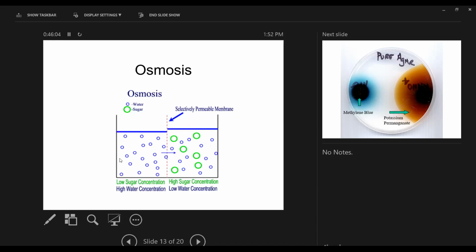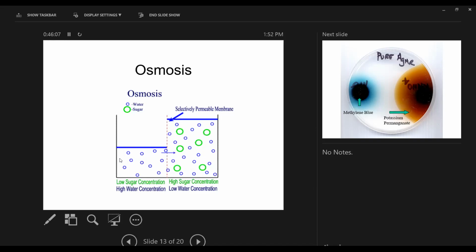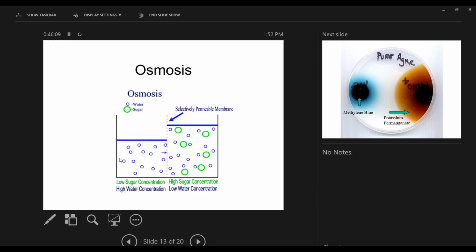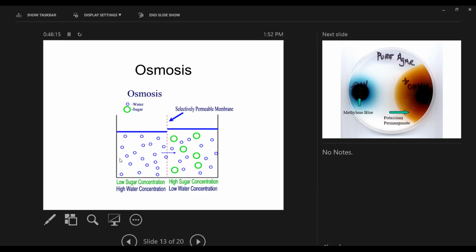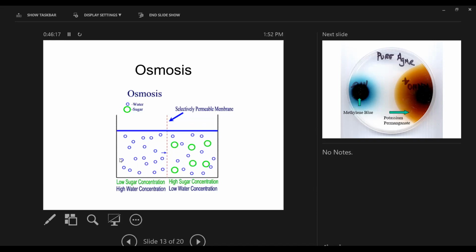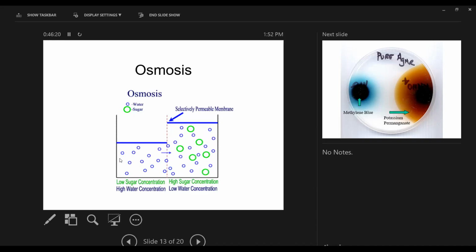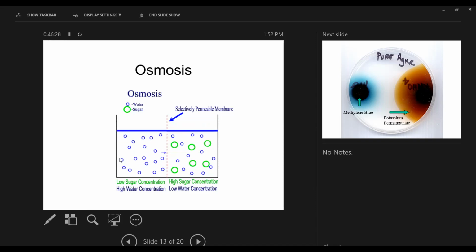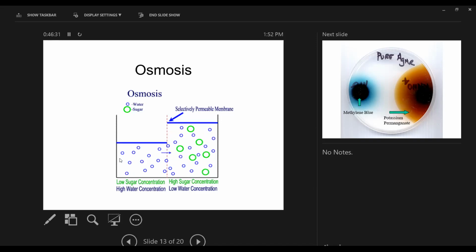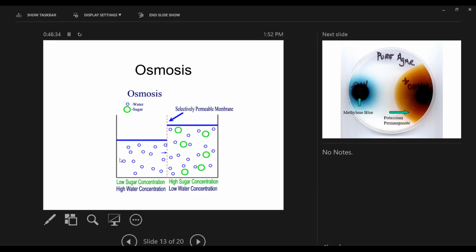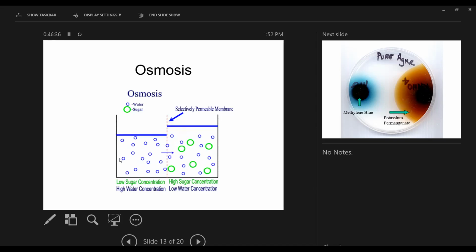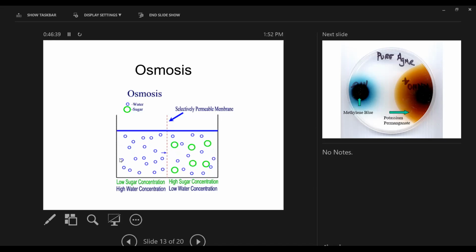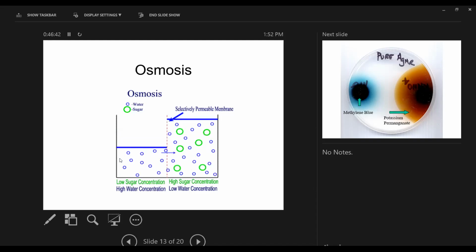In this case, on the left-hand side, the water concentration is 90%. On the right-hand side, the water concentration is 10%. So water will move across this membrane from the left-hand side to the right-hand side. This is osmosis. Water moves from high water to low water. Always remember, write that down. High water equals low solute. Low water equals high solute. Water always will move across the membrane from the high water side to the low water side.